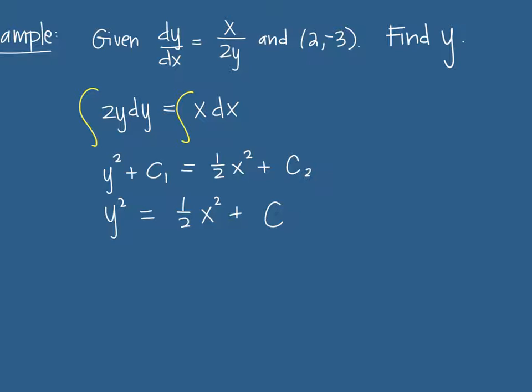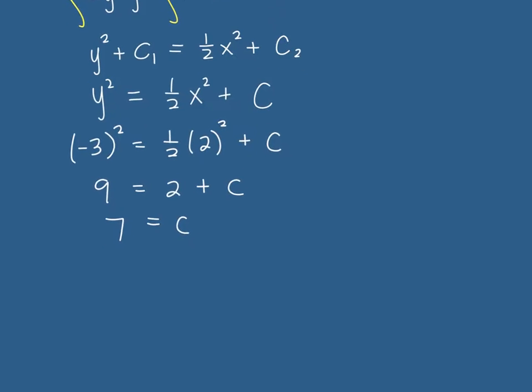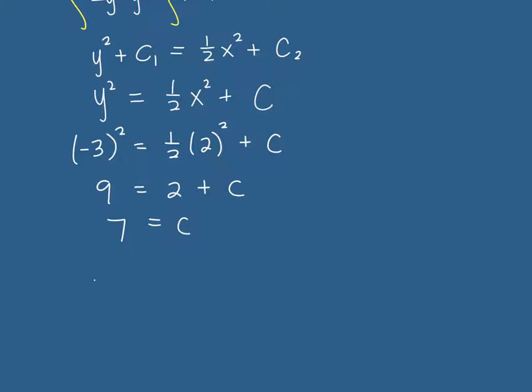So we've got (2, negative 3). Those are the values we're going to plug in for x and y. And so negative 3 goes in for y, and 2 goes in for x. So we have 9 equals 2 plus c, so c is 7. Once you have your c, then you can go about the business of finding y. So I'm now to the part where y squared equals 1/2 x squared plus 7.